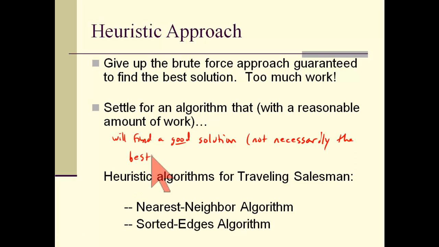We'd like for it to be the best, but it's probably not going to be. Since it's too much work, it's impossible to find the best solution, at least to guarantee that you found the best solution. An algorithm that works reasonably fast and finds a good solution may be good enough. Let's look at a couple of heuristic algorithms for the traveling salesman problem. They're called nearest neighbor and sorted edges. We'll take them in that order.